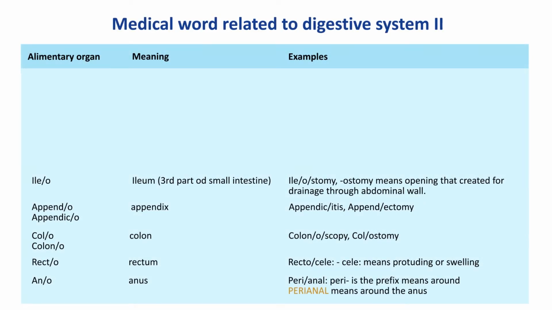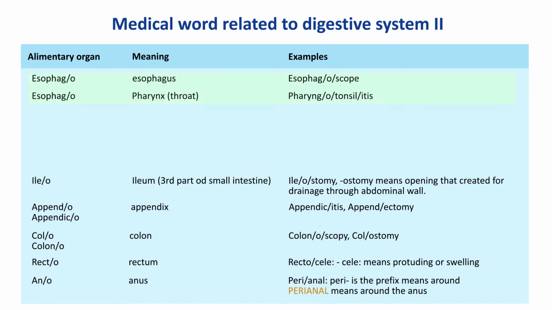This slide also demonstrates the word elements related to the alimentary digestive system. Esophagus is the food pipe. Scope means using an instrument to study it. So you can guess what the doctor wants to do with the patient if he wants to perform an esophagoscopy.